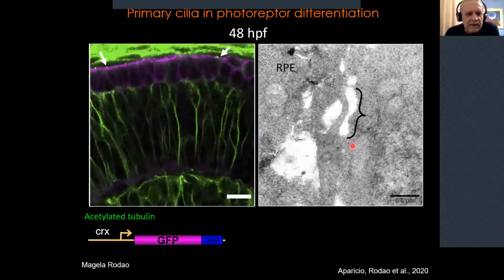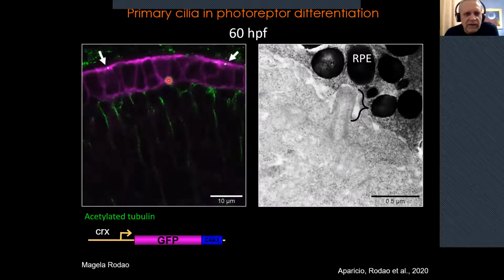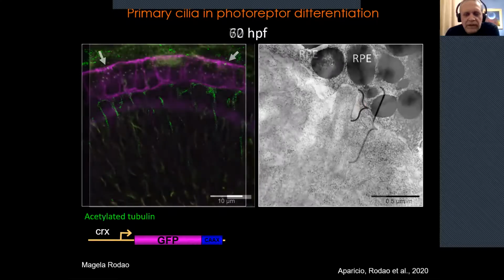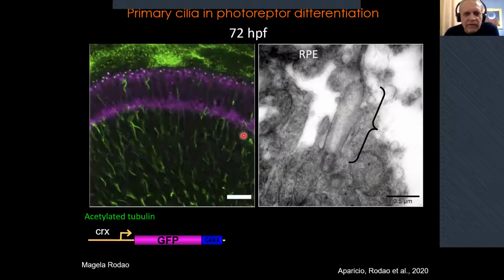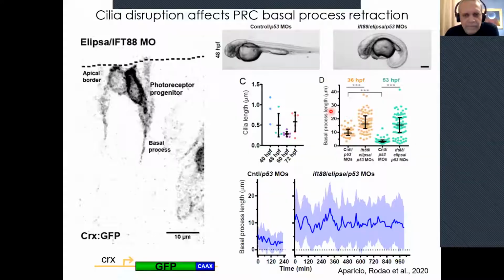We can see how at early stages, like 40 or 48 hours post-fertilization, they are relatively long and abundant, and later they start to become very scarce and very short, eventually to grow again from 72 hours post-fertilization. And this, what we see here, the cilia, which are really in every cell, is the beginning of the differentiation of the outer segment. So we see a decline of the number and the length of the cilia in photoreceptors at early stages until 48 hours, and then again growth to form the outer segment.